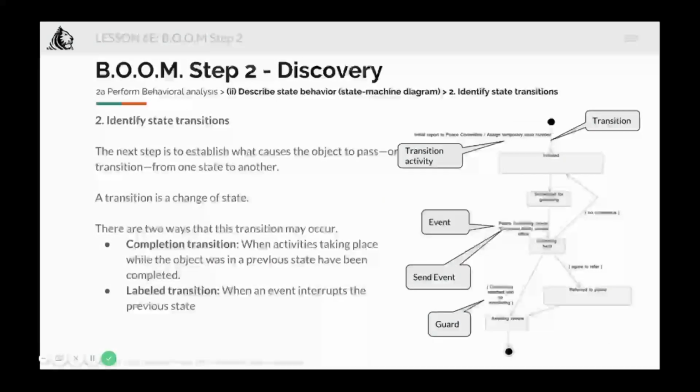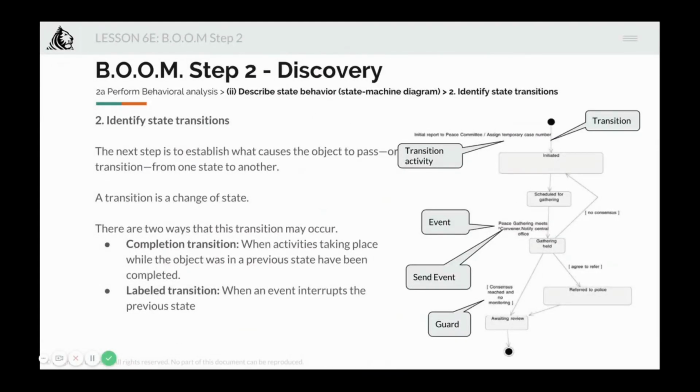Once we have identified the states, let's now identify the state transitions. A transition may occur automatically when activities taking place while the object was in a previous state have been completed. For example, while an insurance claim is in the state under adjustment, it is evaluated by an adjuster. As soon as the adjuster completes the evaluation, the object automatically transitions out of the state. This type of transition is called a completion transition.